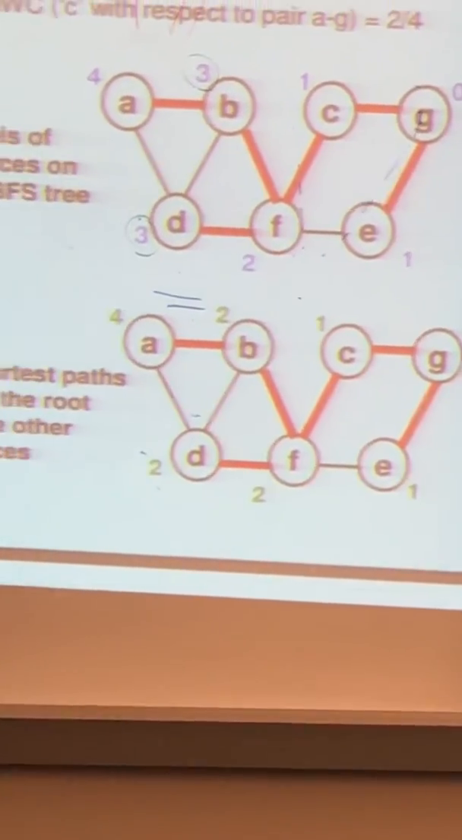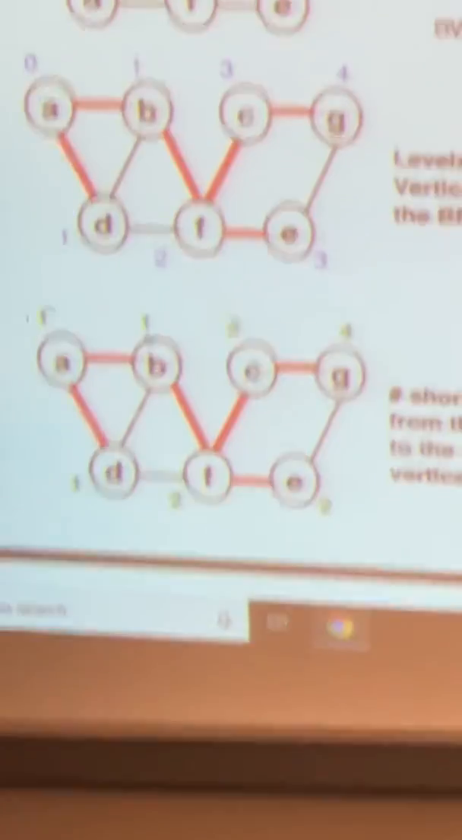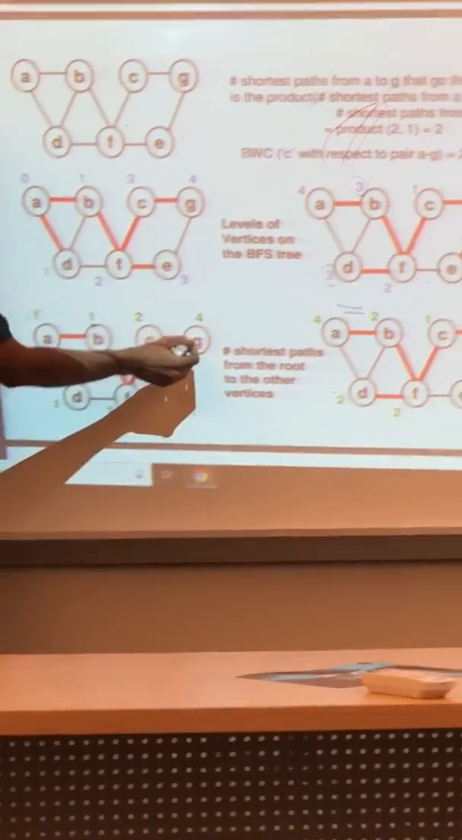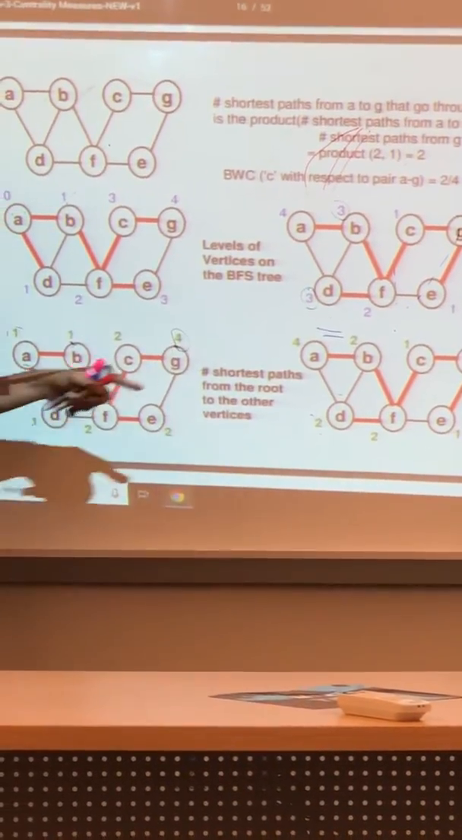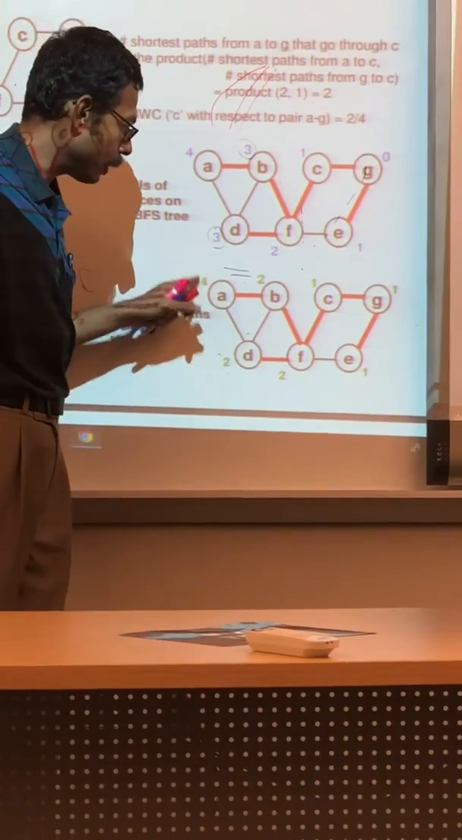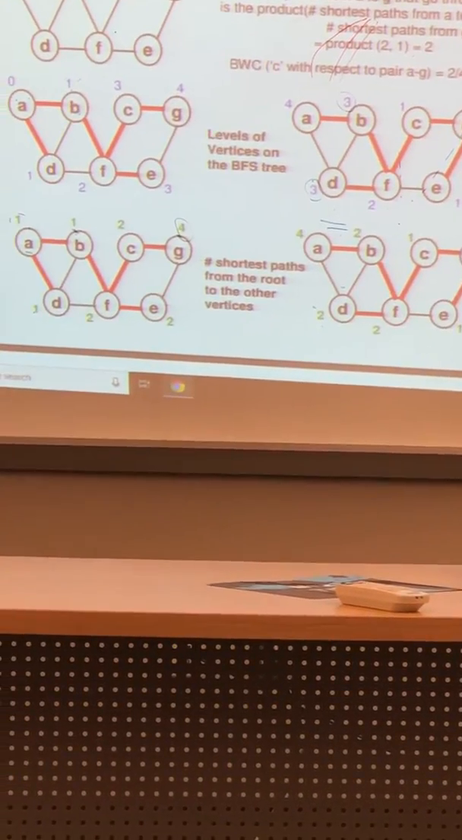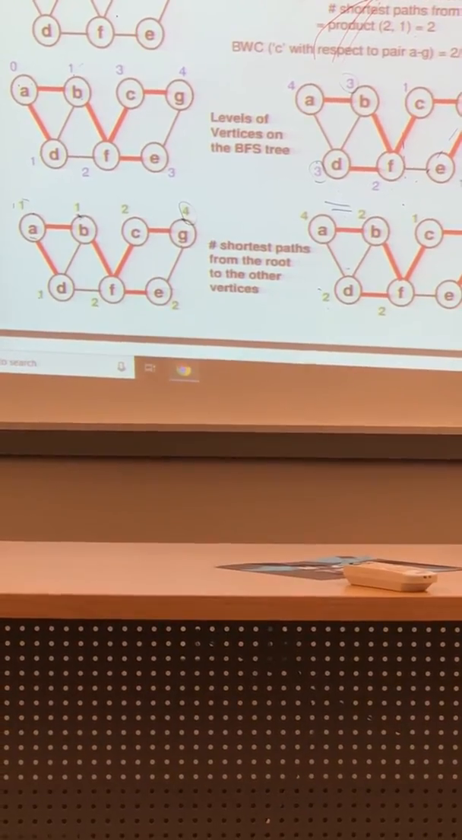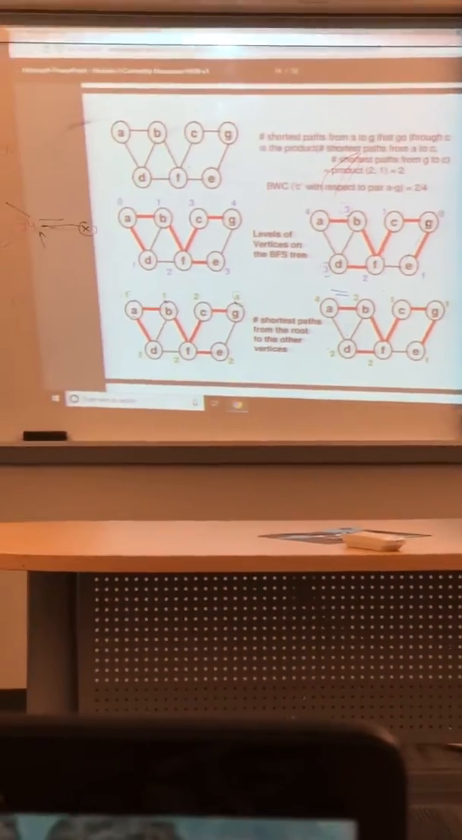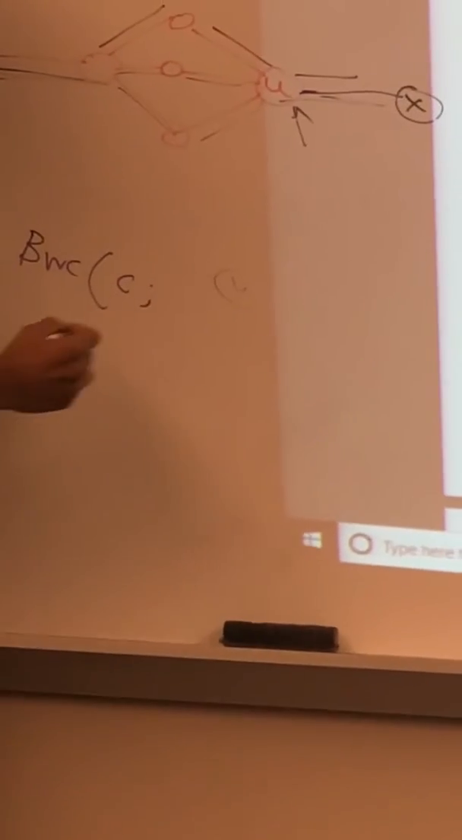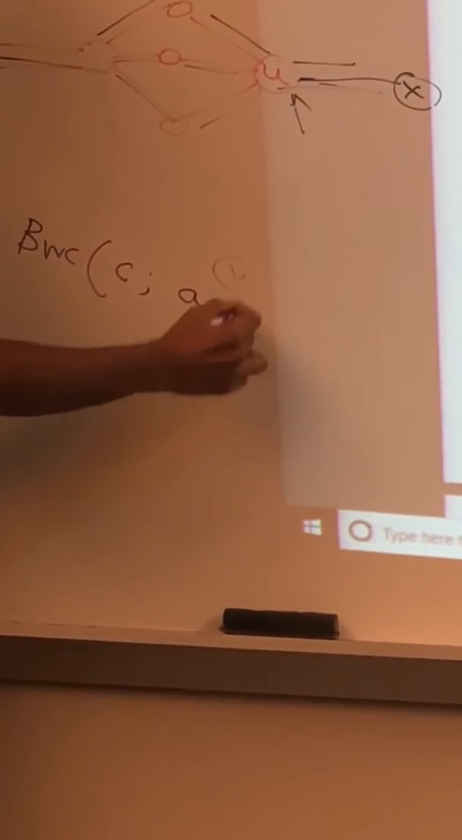So the final number that you got should match. Here from A to G you have 4 shortest paths. From G to A you also have 4 shortest paths. They should match, of course, right? So now what are we interested in? We're interested in the betweenness centrality for vertex C based on the pair AG.